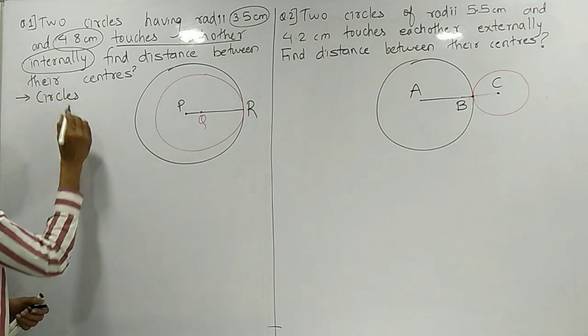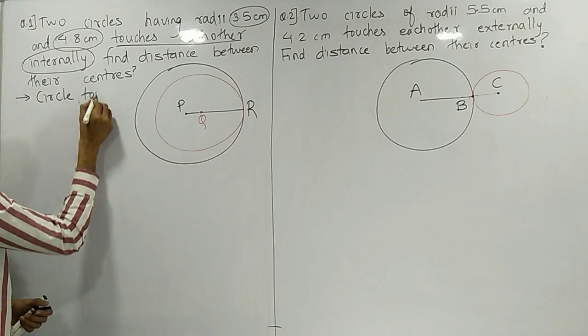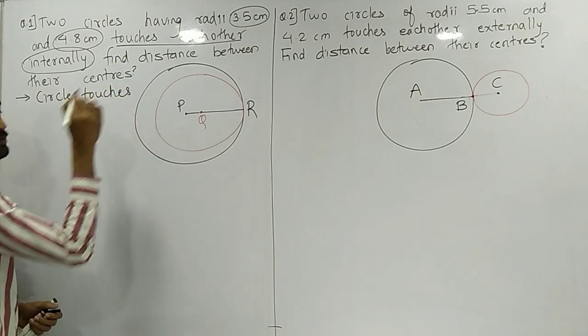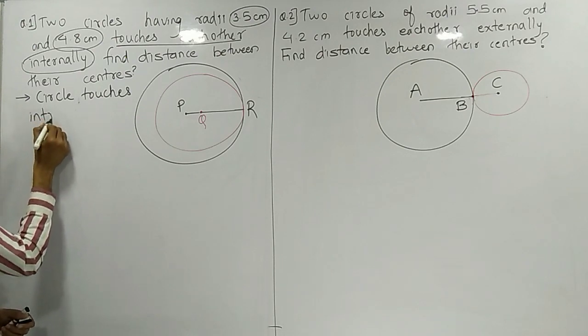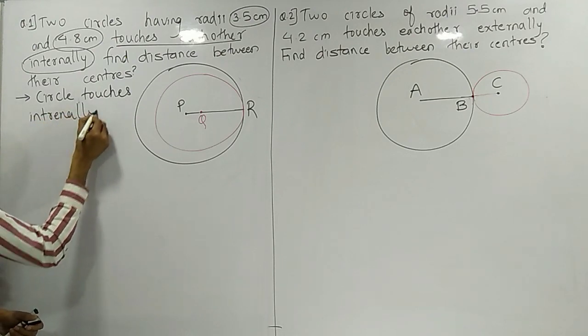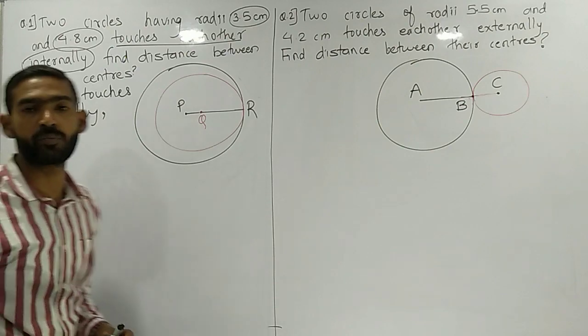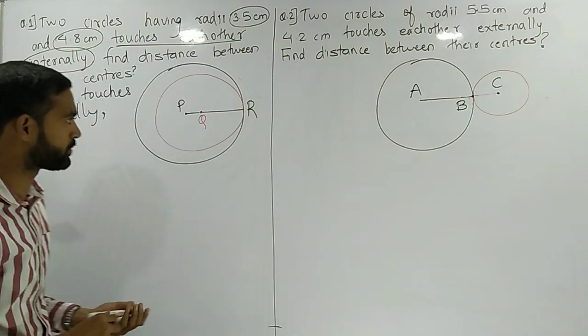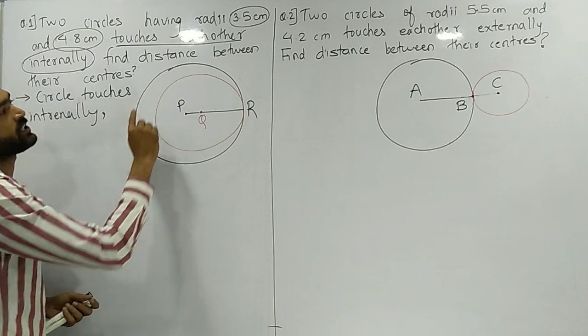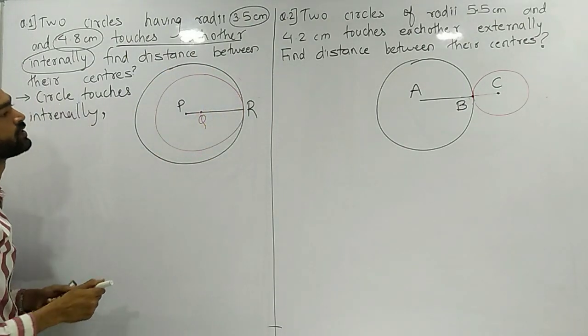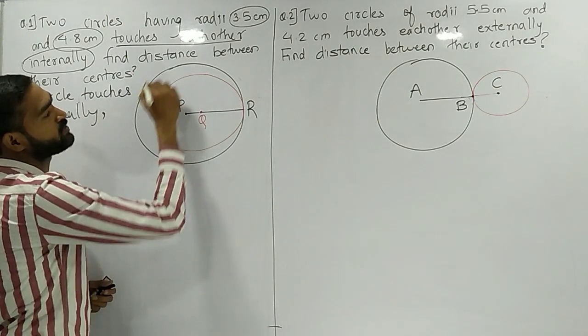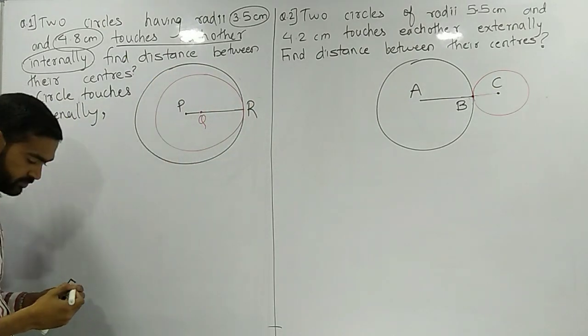What will we write? Circle. What are they doing? They are touching. So circle touches internally. This information is given, very important information. So look, here we can see two circles. One is blackish, the bigger one, right? The center of the bigger circle is P.